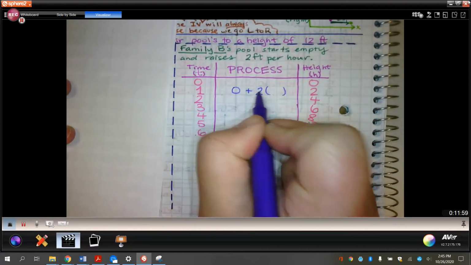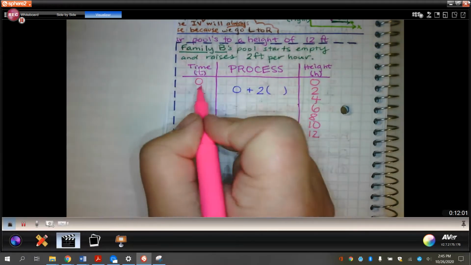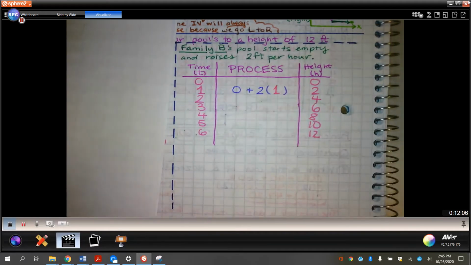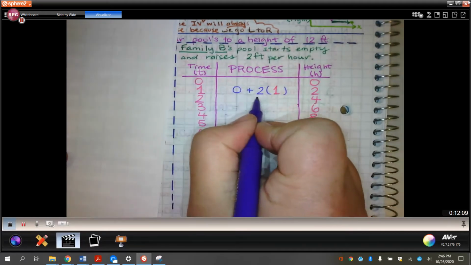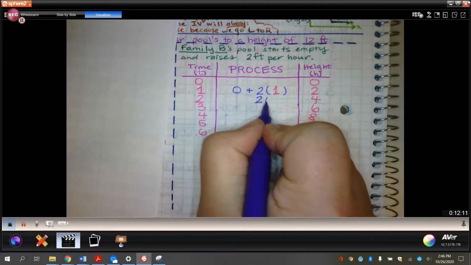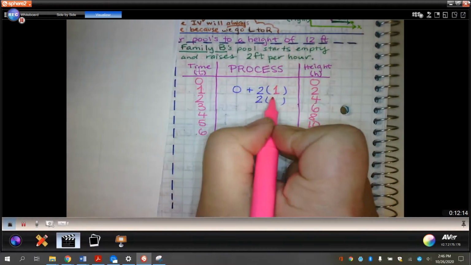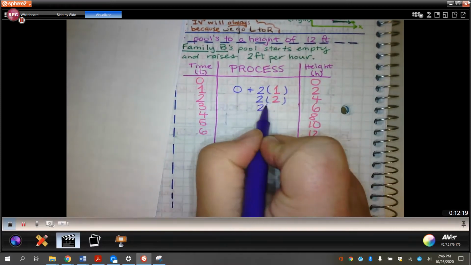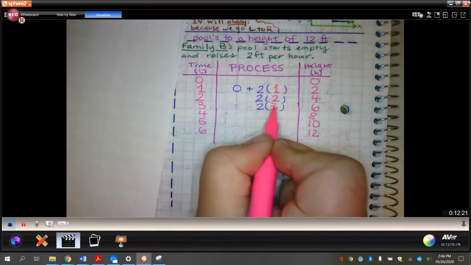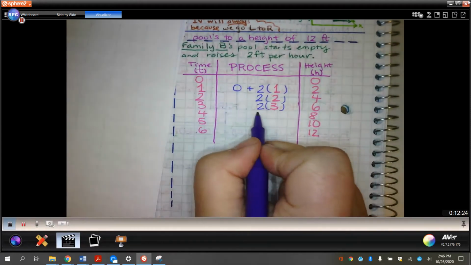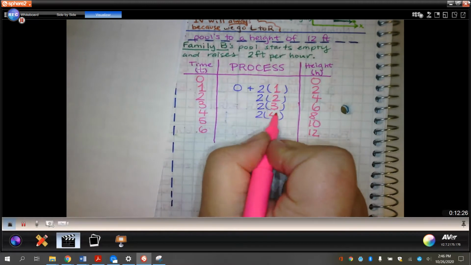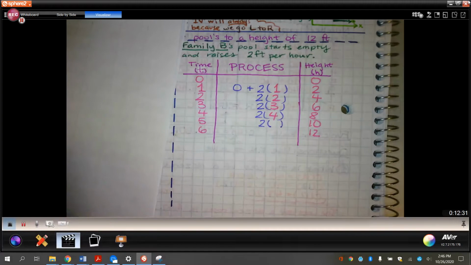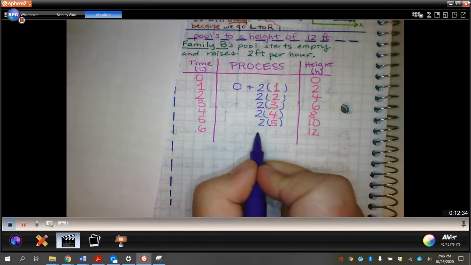So since 1 hour has passed, we would do 2 times 1, and that gives you 2. Then you can do 2 feet for 2 hours, and that would make 4. 2 times 2 is 4. 2 feet for 3 hours makes 6. 2 feet for 4 hours makes 8. 2 feet for 5 hours makes 10, and 2 feet for 6 hours makes 12.